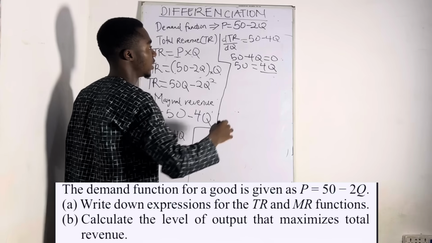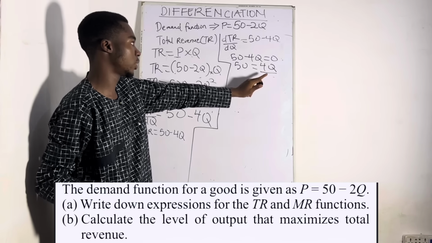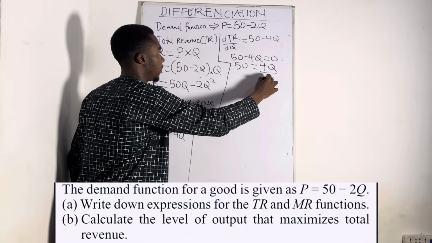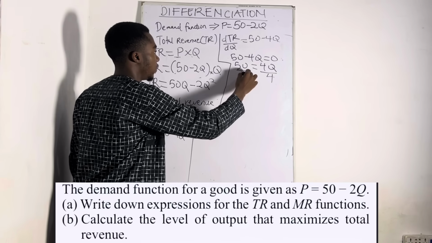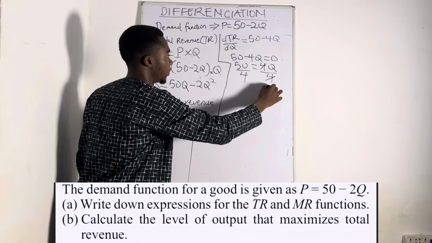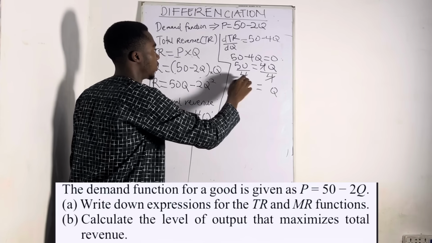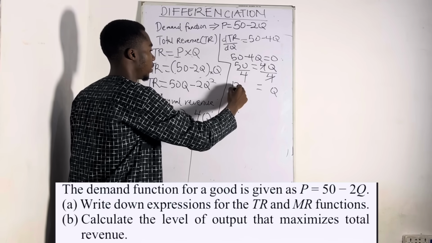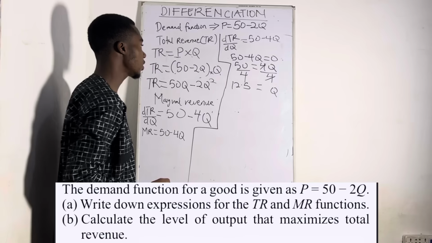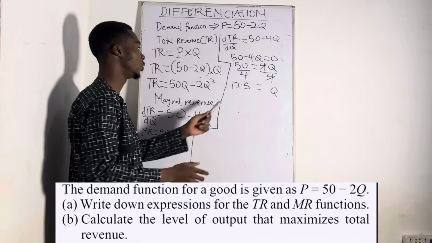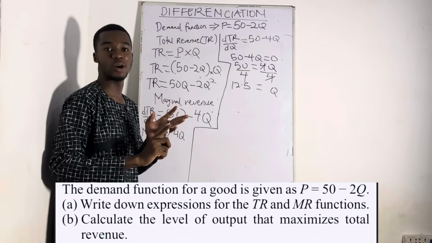Now to make q the subject, we can divide both sides by what is multiplying q, which is 4. So we divide here by 4, divide here by 4. Then this will cancel here. So I'm getting q is equal to 50 over 4. That should be 12.5.